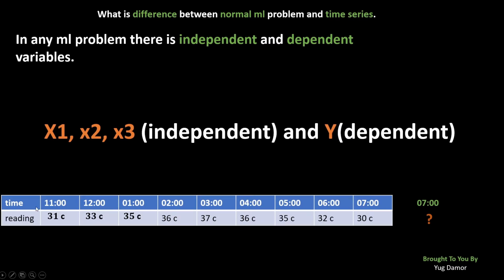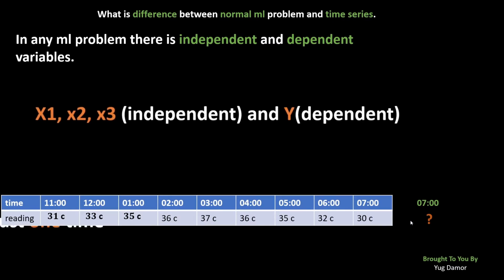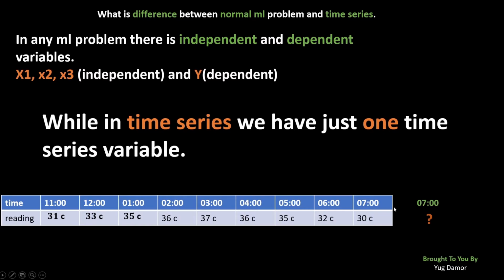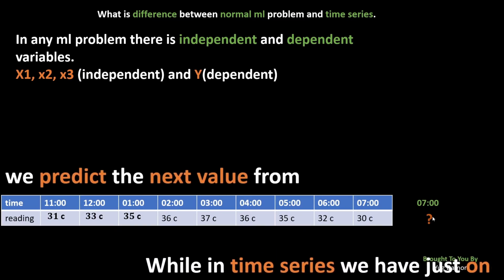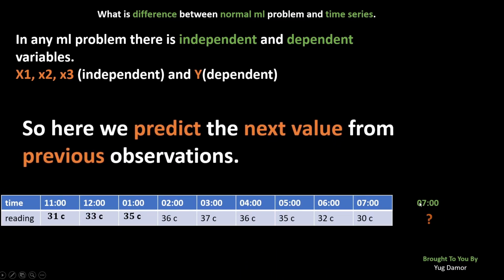In time series, we have only one variable, which is temperature at some interval. Here we predict the upcoming value by observing the past values. To predict the value at 7 o'clock, we first have to observe these values and then we predict. So this is the main difference between a normal ML problem and a time series problem. Here we predict the next value from previous observations.